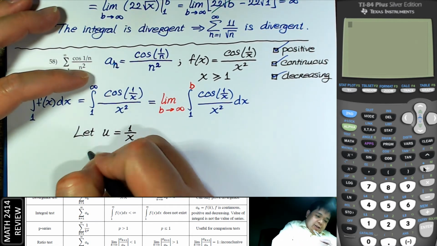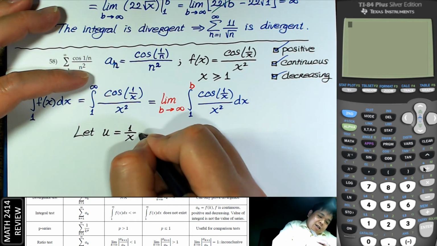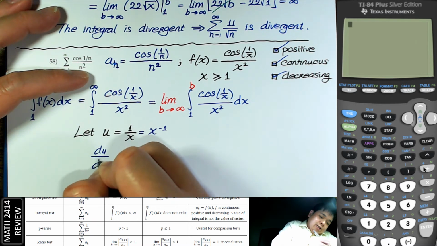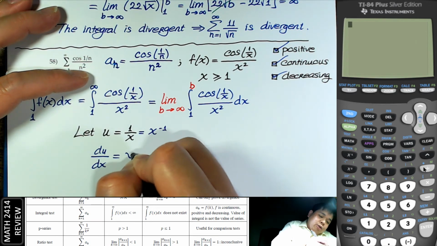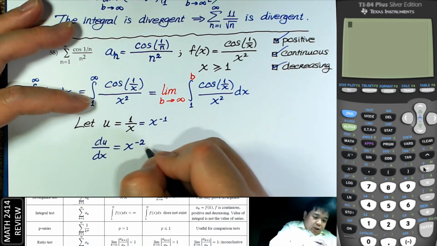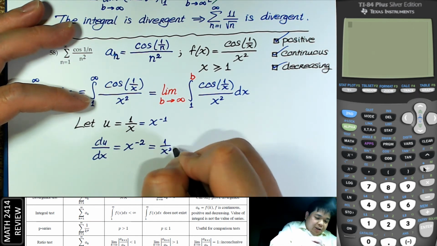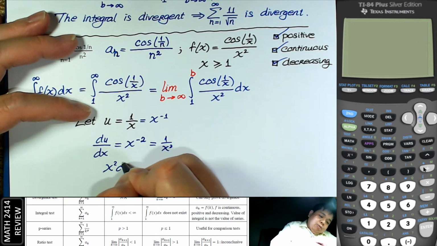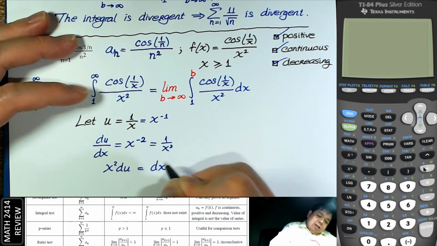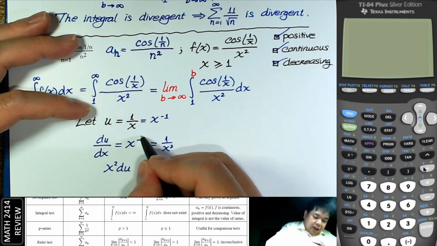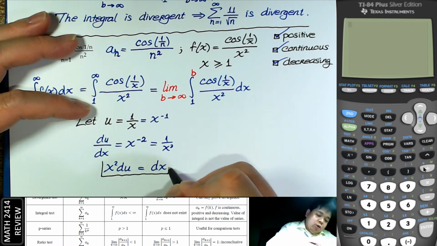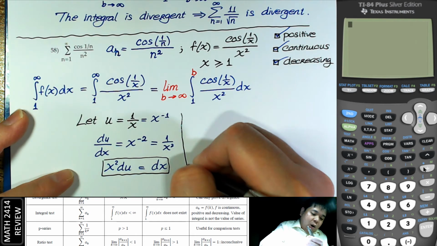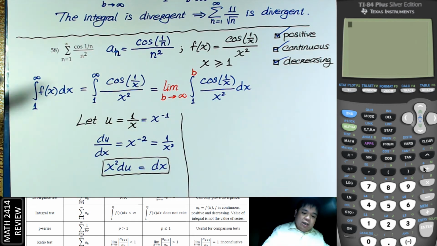Just take the derivative. 1 over x is x to negative 1. The derivative is x to negative 2, which is 1 over x squared, right? Move x squared to the bottom. Now cross multiply, we have x squared du equal dx. The x to negative 2 is 1 over x squared. Cross multiply. So x squared du is equal to dx. Right. Also here we have the limits from 1 to b.